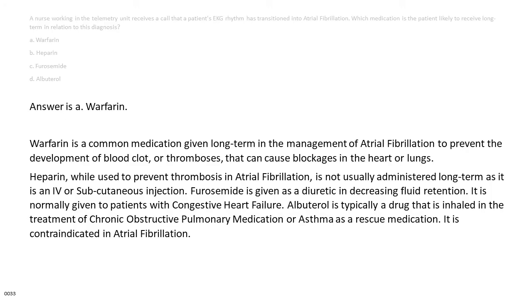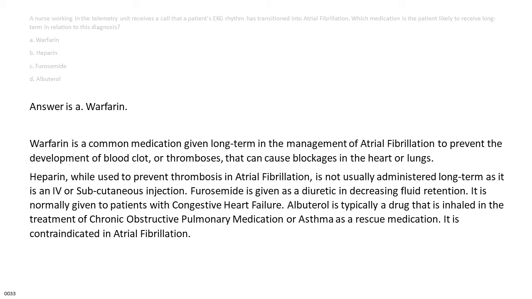Answer is A. Warfarin. Warfarin is a common medication given long-term in the management of atrial fibrillation to prevent the development of blood clots, or thromboses, that can cause blockages in the heart or lungs. Heparin, while used to prevent thrombosis in atrial fibrillation, is not usually administered long-term as it is an IV or subcutaneous injection. Furosemide is given as a diuretic in decreasing fluid retention.